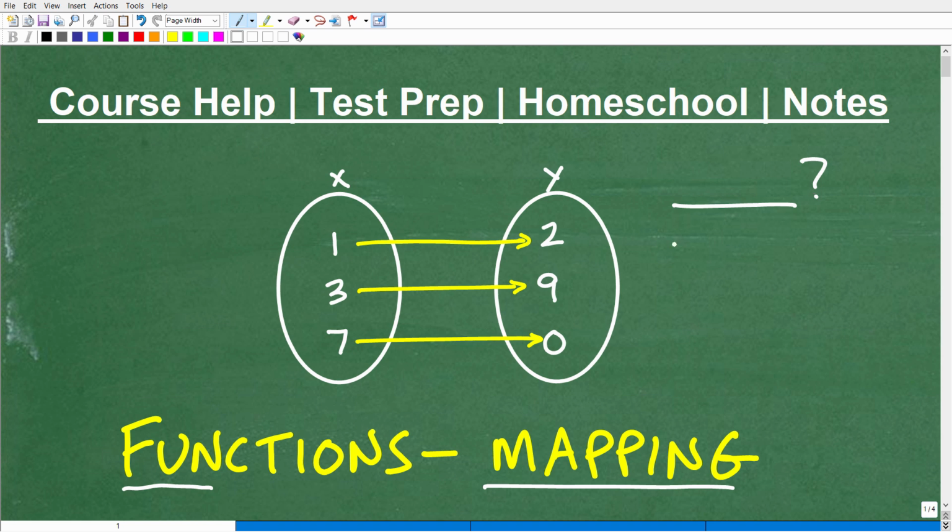And if it is a function, what is the domain and range of this function? Could you answer this? Pretty easy to answer if you know what you're doing. But I'm going to get into specifically how to interpret a function mapping. Very, very important that you understand this.